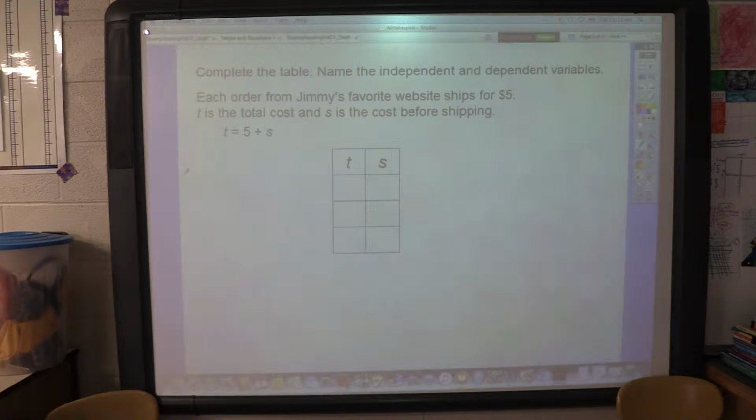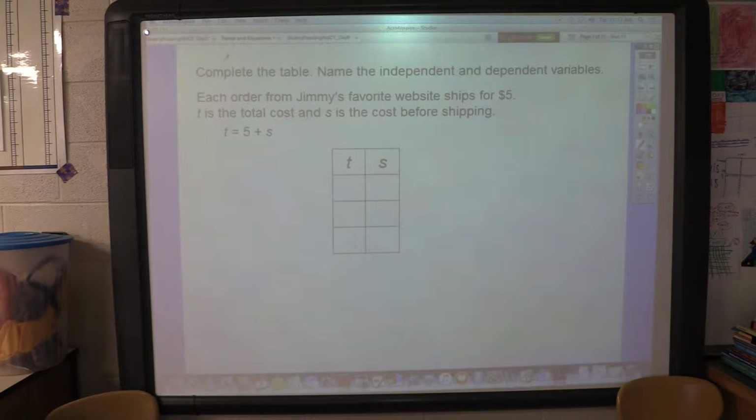Okay, I'm talking to my students today about independent and dependent variables and equations. And we're going to be making models that will help illustrate the independent and dependent variables and equations. And so I thought this might be a good example to do with my students. So let's go ahead and check out what we've got here.